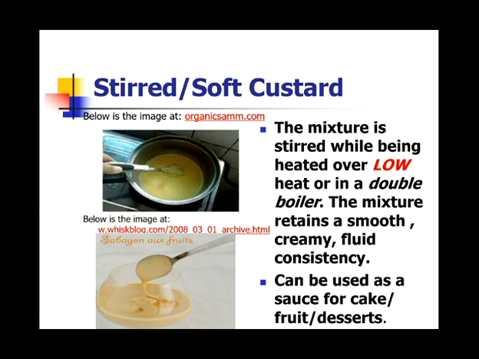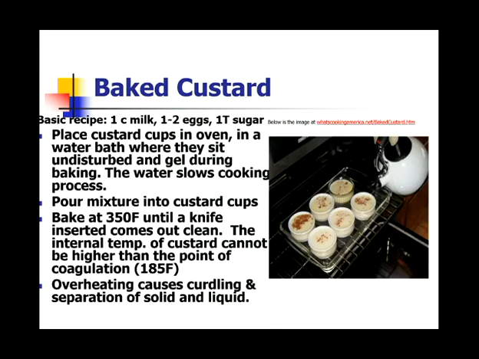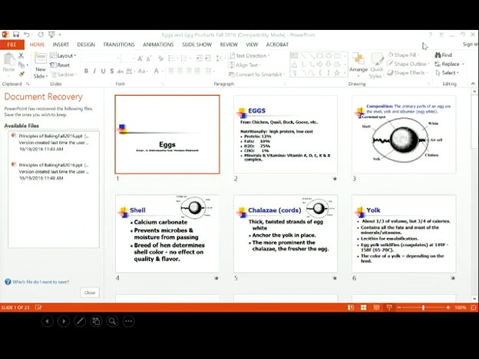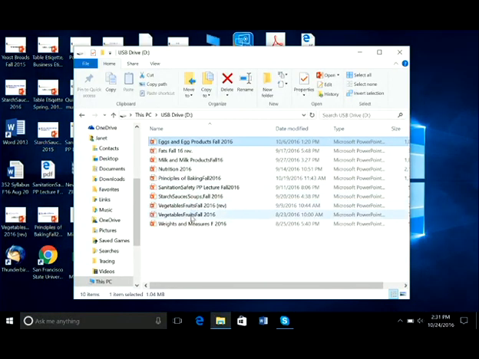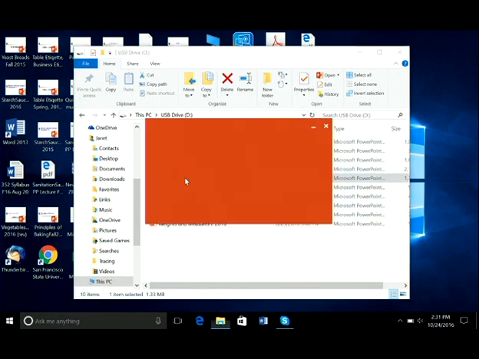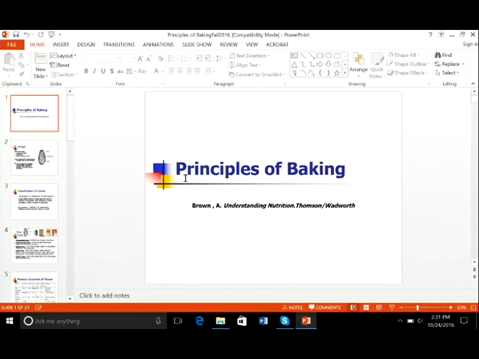Okay, I think we're done with the eggs. And there will be an online quiz on eggs. I'm pretty sure. We'll get done with the other, I hope, because otherwise we'll be behind. I think I'll get done with the other topic, principles of baking. Now we're done with milk and egg products. I've already tested you on milk, so from eggs on, we'll be on the final exam, okay?